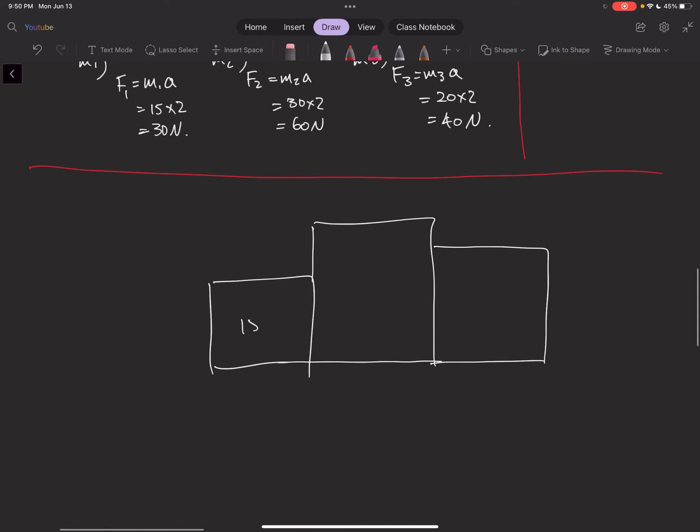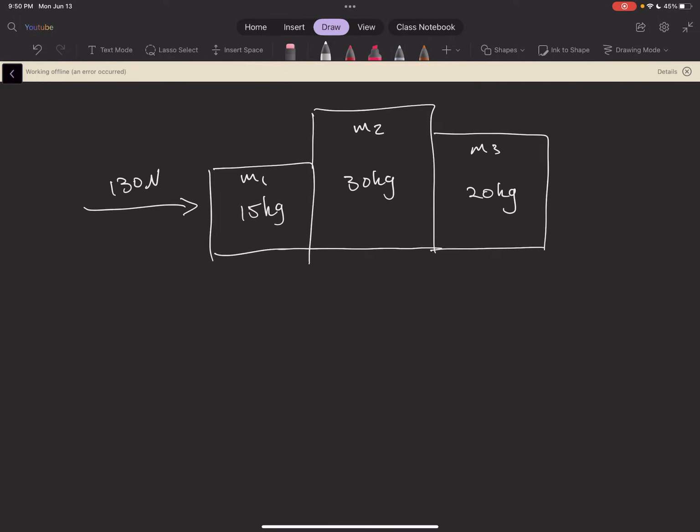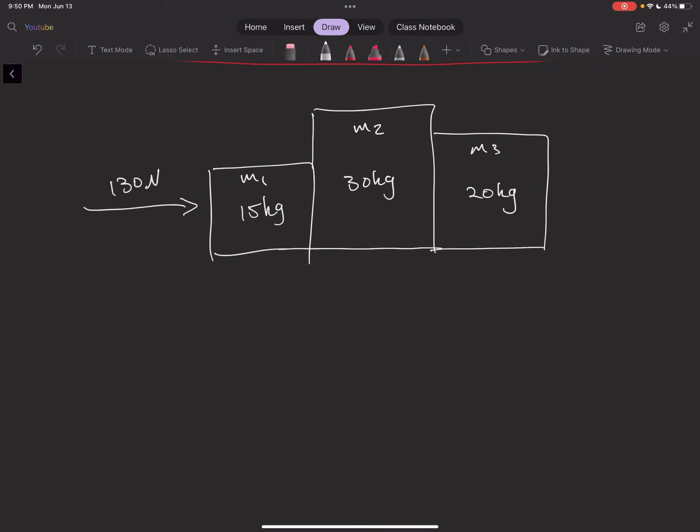We have a 15 kilogram mass. We have a 30 kilogram mass. And we have a 20 kilogram mass. They are experiencing a push from the left to the right of 130 newtons. Great. So, the correct way of doing this is we draw a free body diagram for each and every single block.